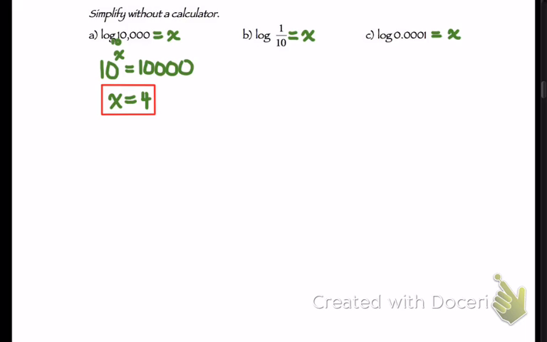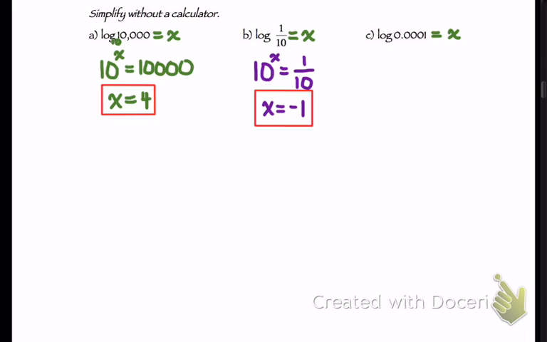Okay. Next one, letter B. Again, write it as an exponent. So 10 to the x equals 1 over 10. If I make the bases the same, I think I can do 10 to the x equals 10 to the negative 1st power. Voila, and therefore x equals -1.